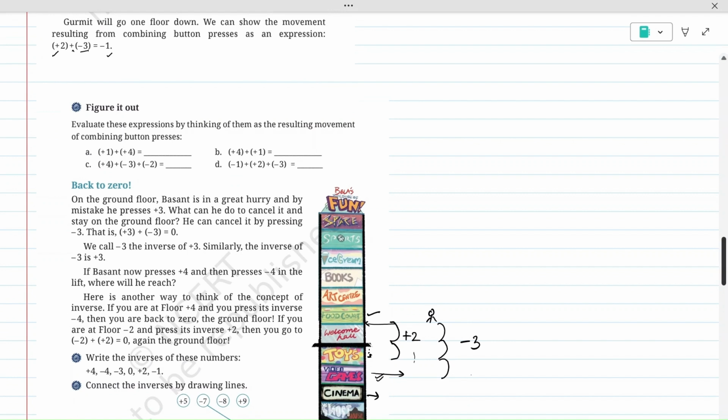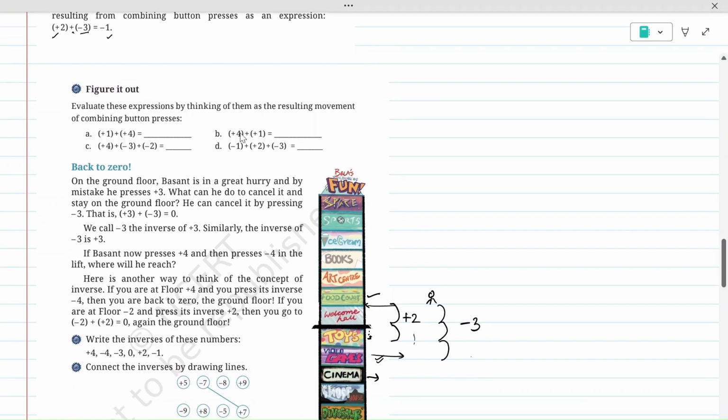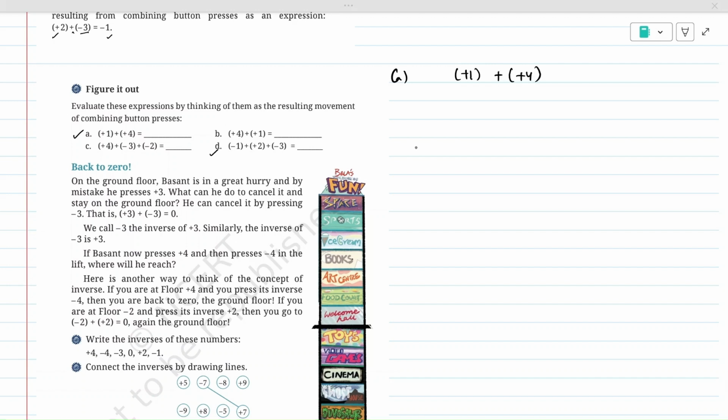So now we have a figure it out and it says evaluate the expressions by thinking of them as the resulting movement of combining button presses. So same thing we have to do using these expressions. Let's see. So let us pick any two. I'll pick A and I'll pick D here. Let's start with A. It says +1 and then add to it +4.